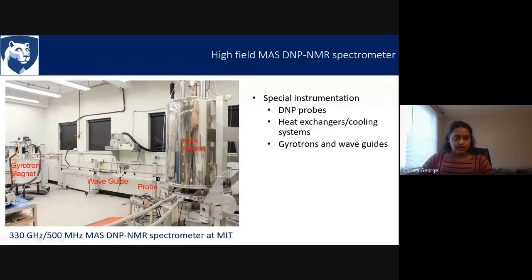Now, this is the home-built DNP spectrometer that we had at MIT, which I was working on, and this is the NMR magnet. And when we are doing this high-field DNP, the standard solid-state devices which give rise to microwaves are not enough. That power is not enough to do the high-field DNP. So we have to have special instruments called gyrotrons to have high-power, high-frequency microwave radiation. So here is the gyrotron, which is sitting inside this magnet. So the gyrotron magnet is here.